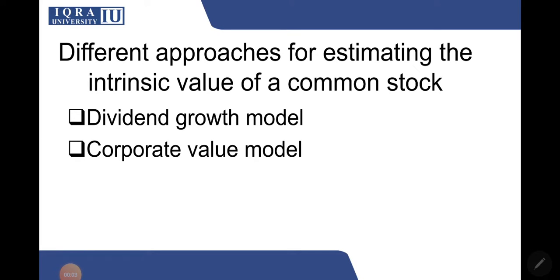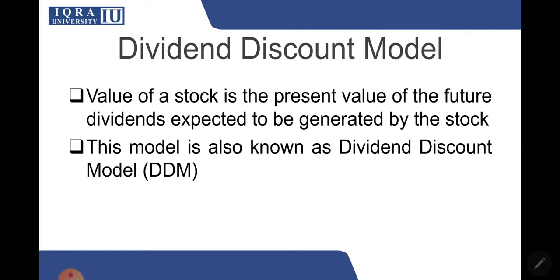So there are different approaches that are used to estimate the intrinsic value of a common stock, but in this chapter we will be studying two. Number one is the dividend growth model, and number two is the corporate value model. The dividend growth model is also called the dividend discount model, and it says that the value of a stock is the present value of all future dividends expected to be generated by the stock.